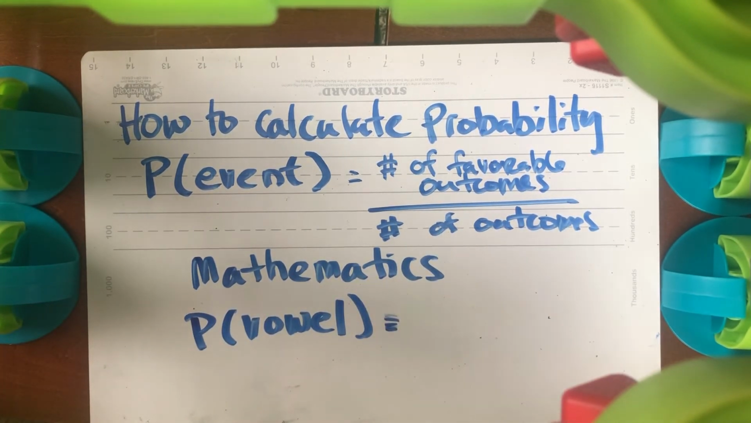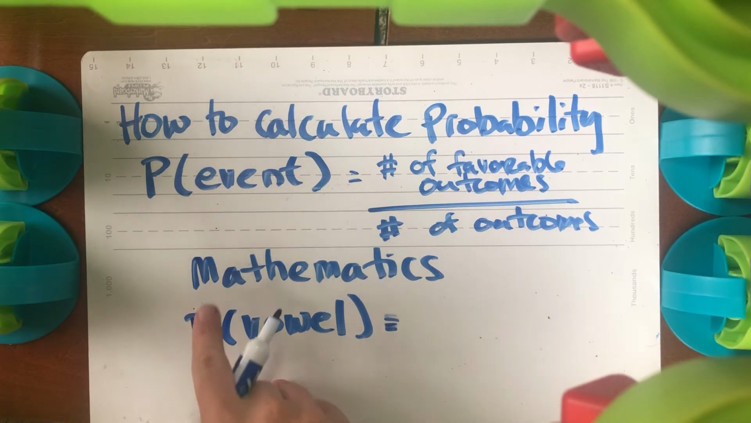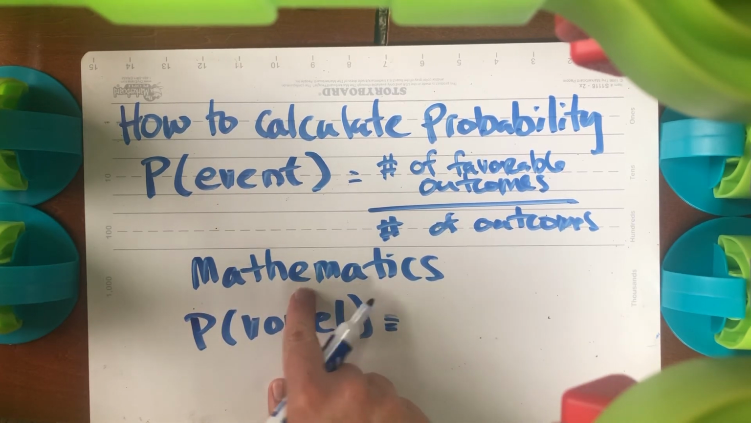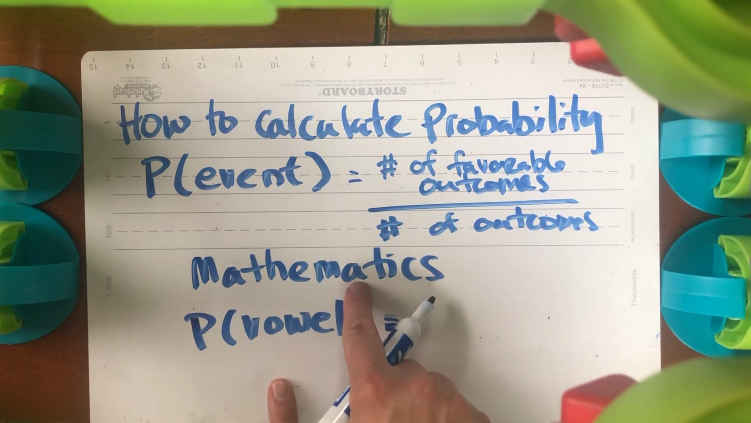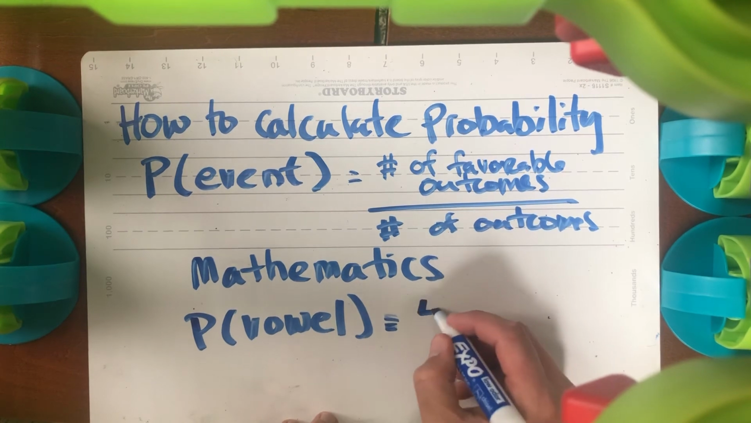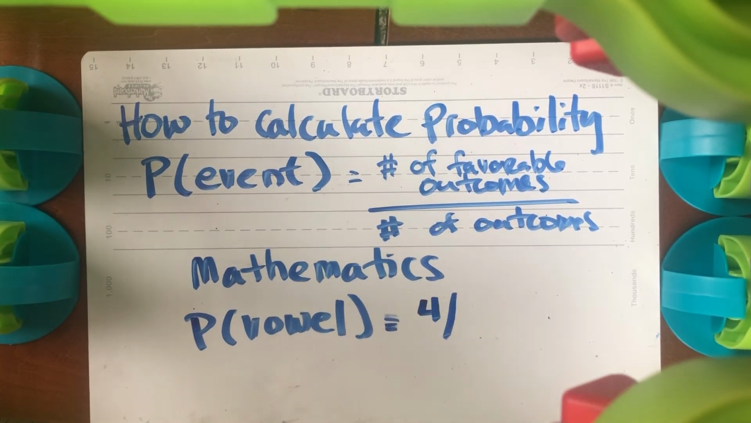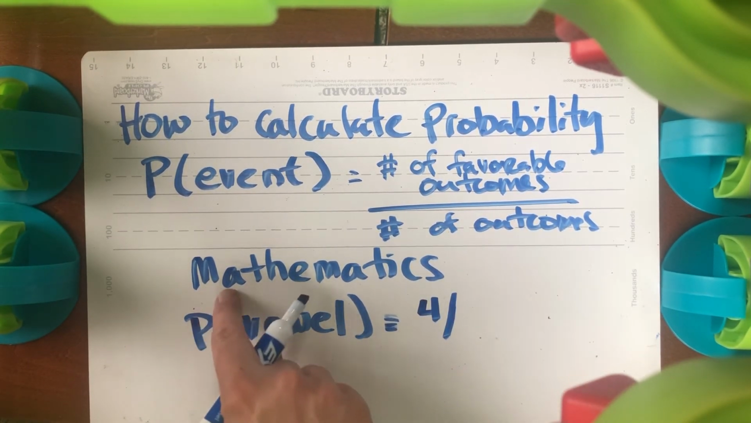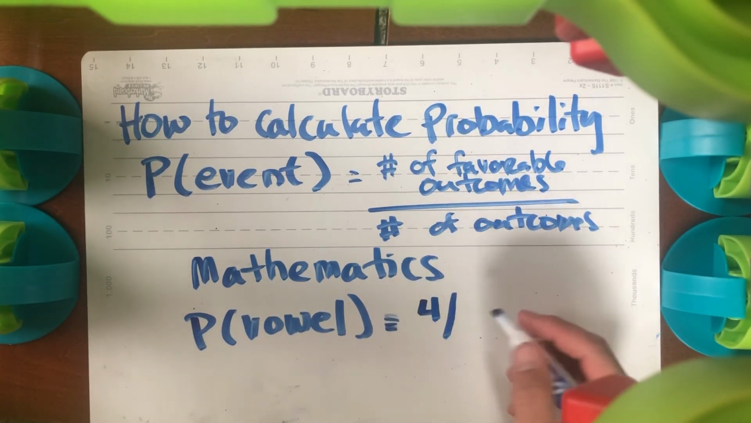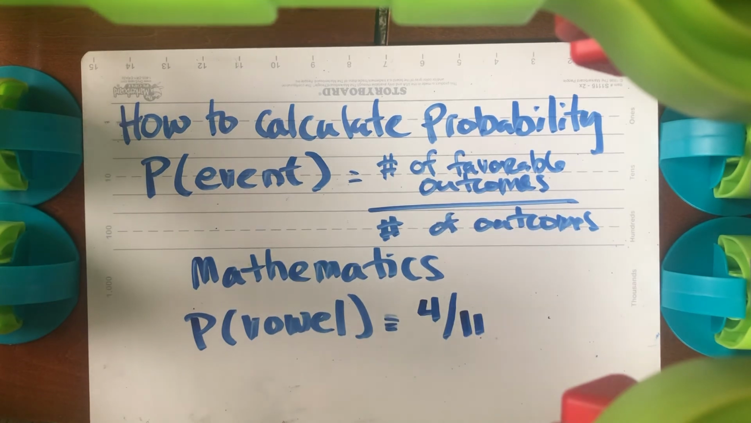Well, what would be a favorable outcome for a vowel? A would be a favorable outcome, that's 1. E would be a favorable outcome, that's 2. A would be a favorable outcome, that's 3. And I would be a favorable outcome, that's 4. So there are 4 vowel cards out of how many total cards? 1, 2, 3, 4, 5, 6, 7, 8, 9, 10, 11. So our probability would be 4/11ths, which could then be expressed as a decimal and also as a percentage.